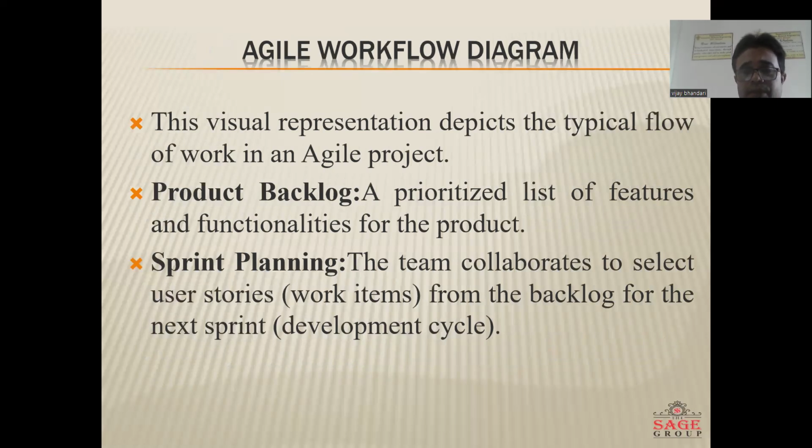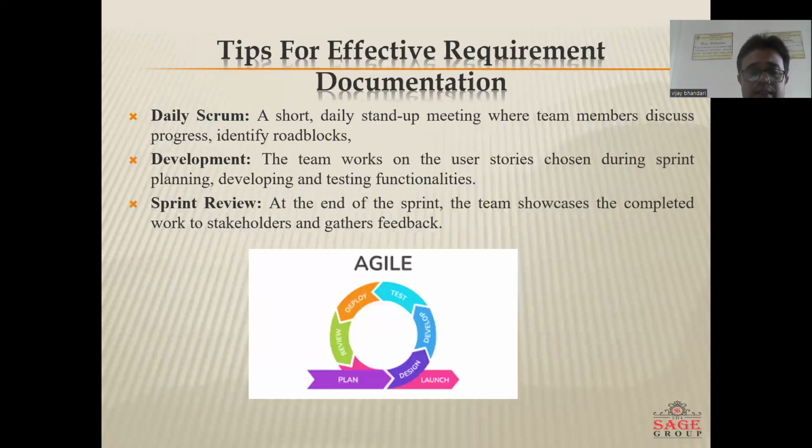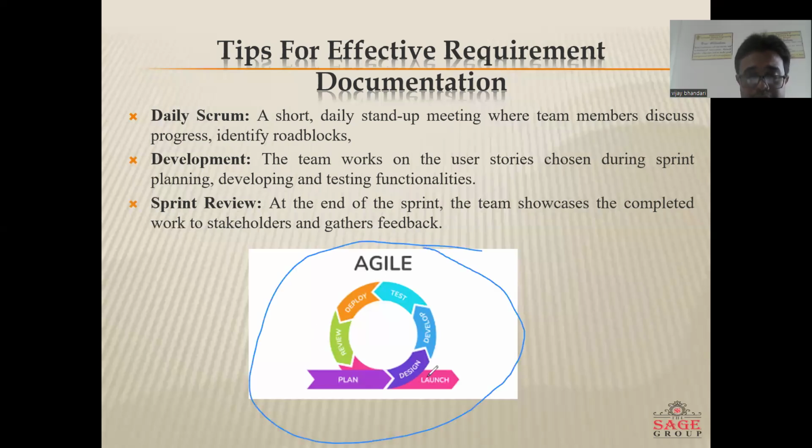This is a visual representation of dependency, typically the flow of work in an agile project: product backlog and sprint planning. You can see here the diagram of agile. That is the requirement, then develop, design, plan, review, deploy, and test. Okay, and then it is launch. So daily scrum, tips for effective requirement documentation are needed. Daily scrum meetings, development, and sprint review.